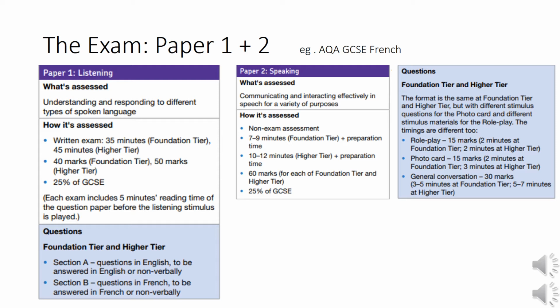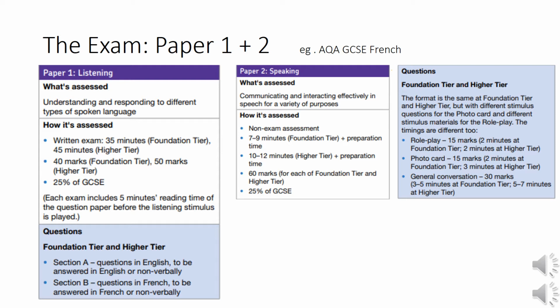The second exam is your speaking paper. This paper does not take place with the rest of your GCSEs, but a few months prior in order to allow enough time to mark it. There are 3 sections to this paper, and altogether it will be between 7 and 9 minutes for foundation tier, and between 10 and 12 minutes for the higher tier, along with your preparation time. This is also worth a quarter of your GCSE, and is out of a total of 60 marks.